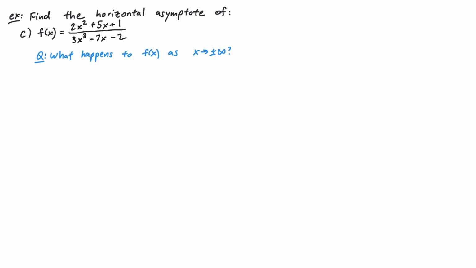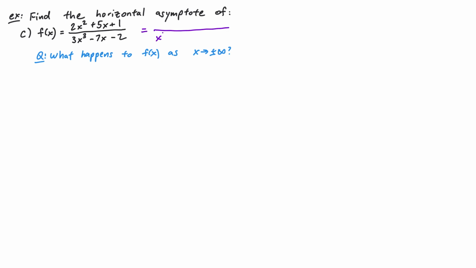Just like before, it's a little bit difficult to answer this question when our function is written in this way. So what we're going to do is rewrite it in a slightly different way. We're going to do some factoring. We're going to factor out the highest power of x from all of the terms in the denominator and from all of the terms in the numerator. So the highest power of x in the denominator is x cubed, so we'll factor that from both the numerator and denominator. Let's start with the denominator.